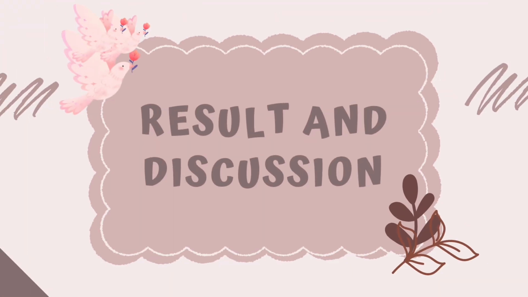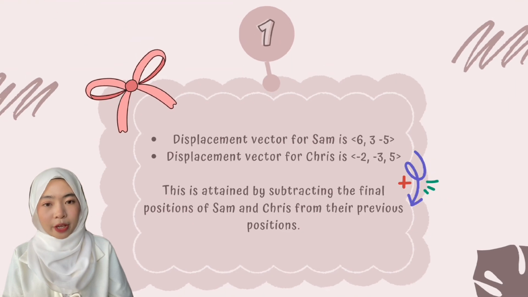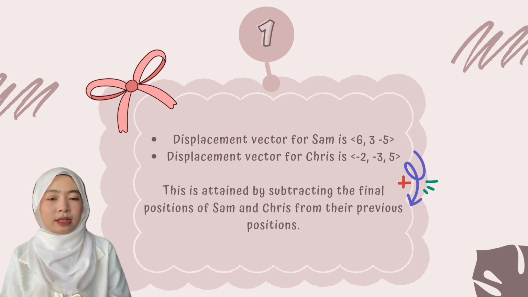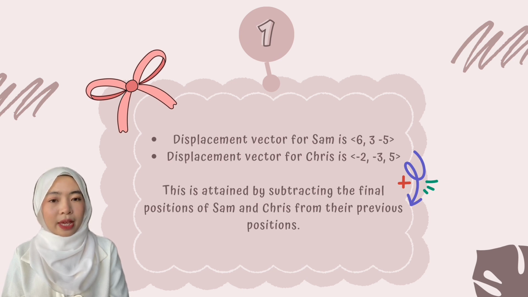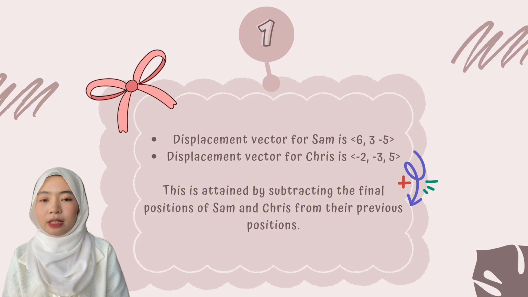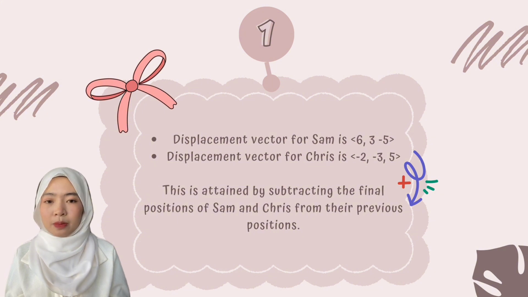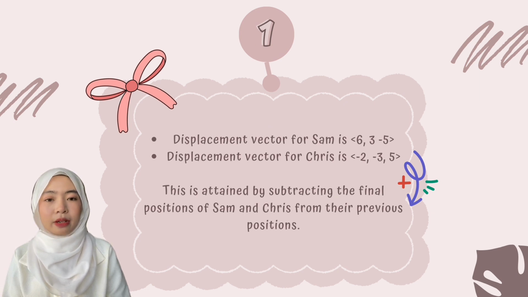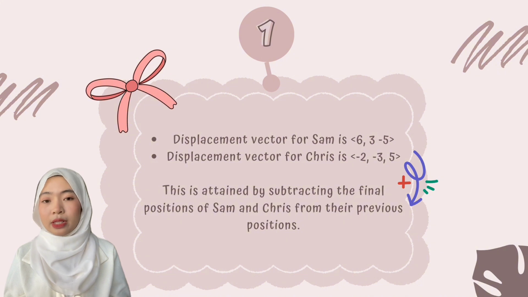Okay, moving on to the results and discussion. For the first step, we got the displacement vector of Sam is 6, 3 and -5, and displacement vector for Chris is -2, -3 and 5. How we attain this displacement vector is by subtracting the previous positions of Sam and Chris from their final positions, and that is how we attain the displacement vector for them both.